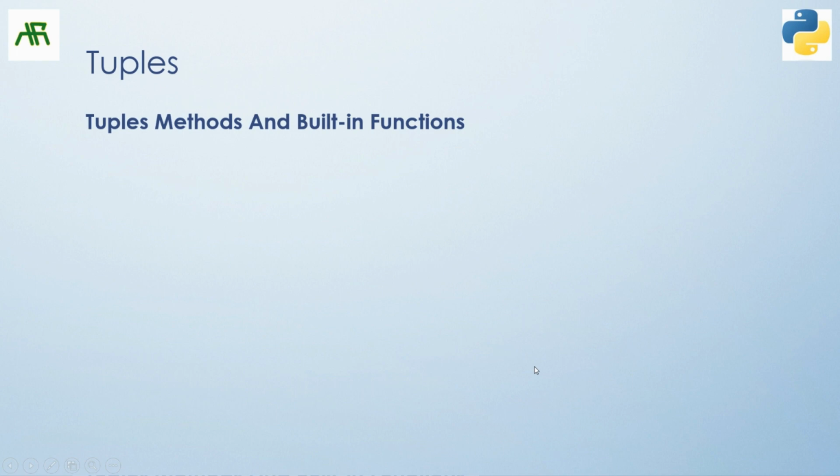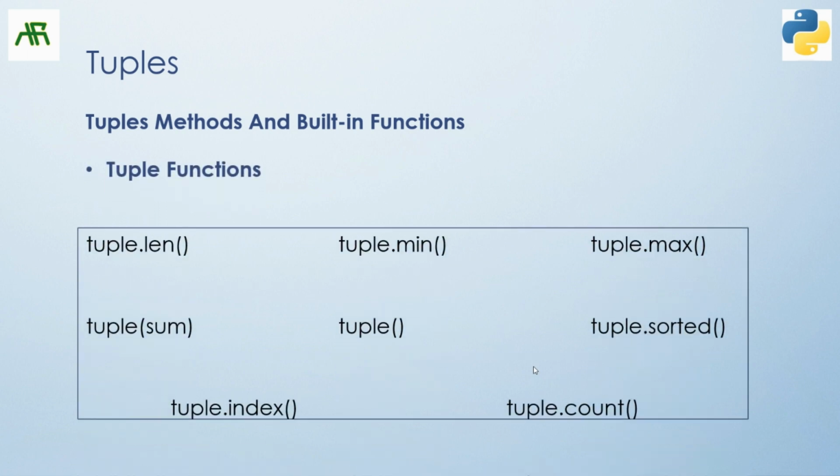Tuple methods and built-in functions. Remember, in the comparison between lists and tuples, we saw that lists have a huge number of built-in functions, whereas tuples have very few. Here is the list: length, min, max, sum. A tuple is a function itself, sorted, index, and count. Very few of them, and the usage is also kind of limited, and there are restrictions around data types being used within the tuple as elements.